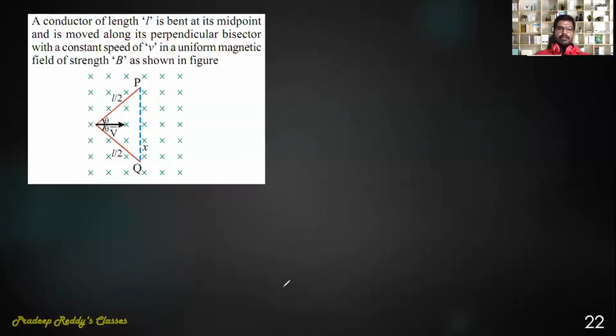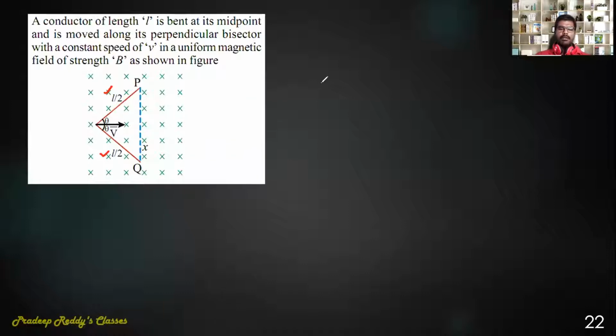See students, in the figure, this is PQ. This length is L by 2 and this length is L by 2, and a wire is arranged in this way and it is moving in the magnetic field with velocity v. Now I want to find out EMF produced due to motion of this coil.